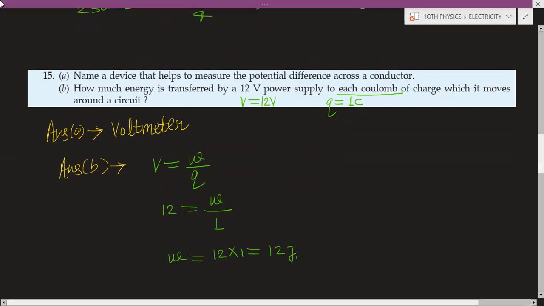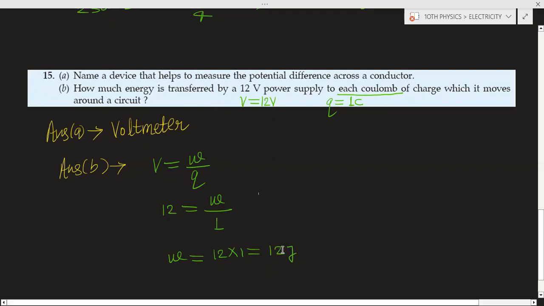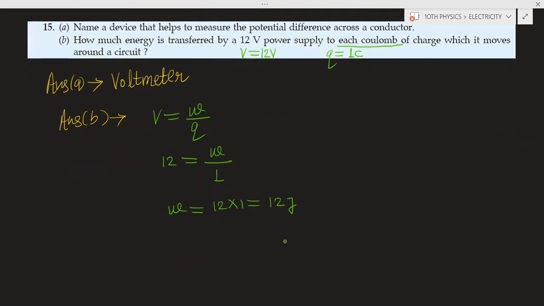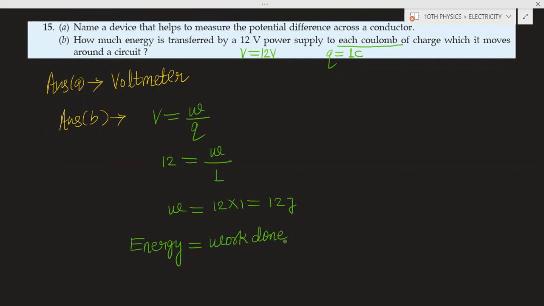So 12 joule of work this battery or the power supply has to do. And we know that the power supply is basically the electrical energy. So basically this work done will be the electrical energy. Okay. So energy will be equal to 12 joule also. So in this question, energy is equal to work done, that is equal to 12 joule.